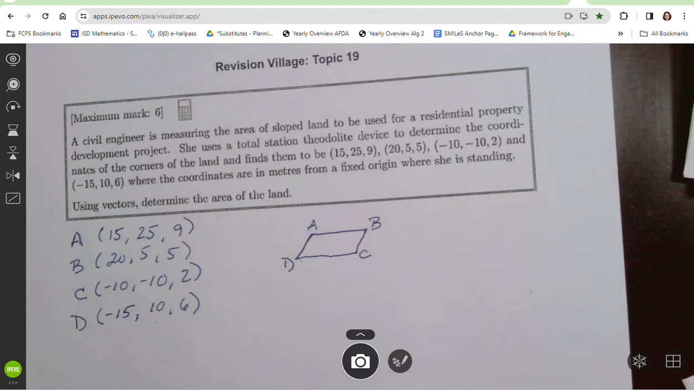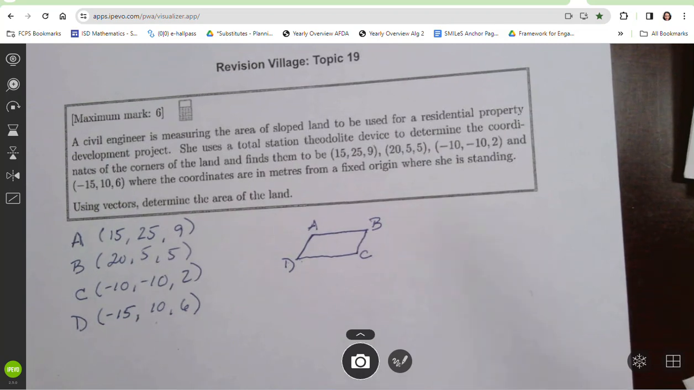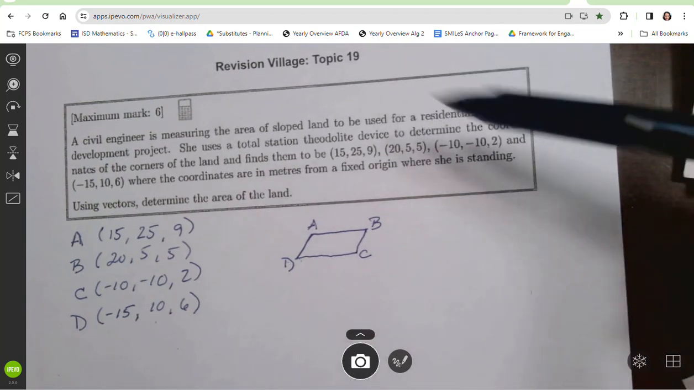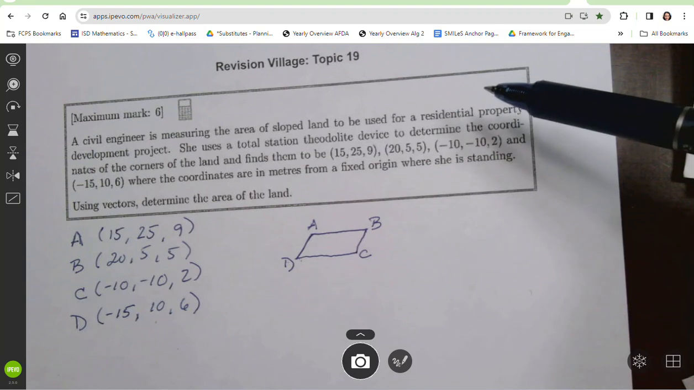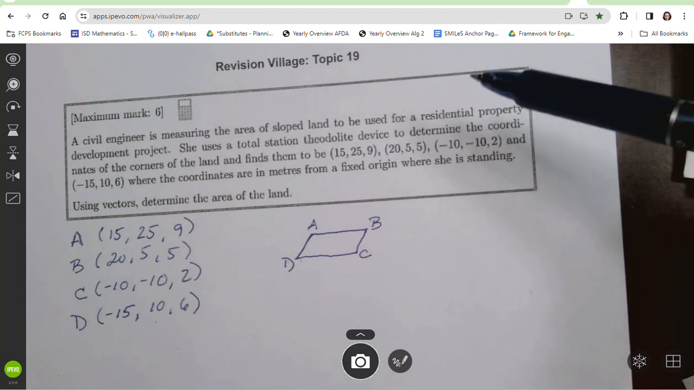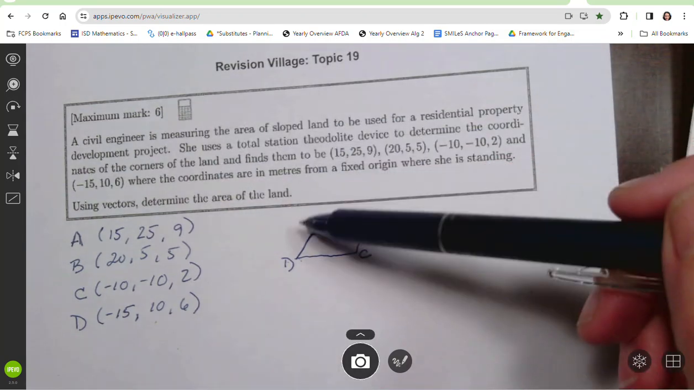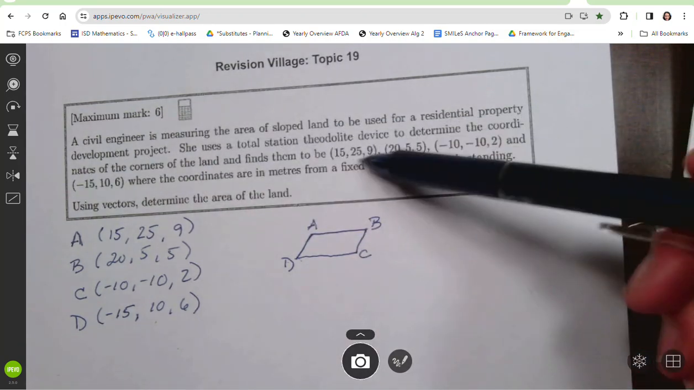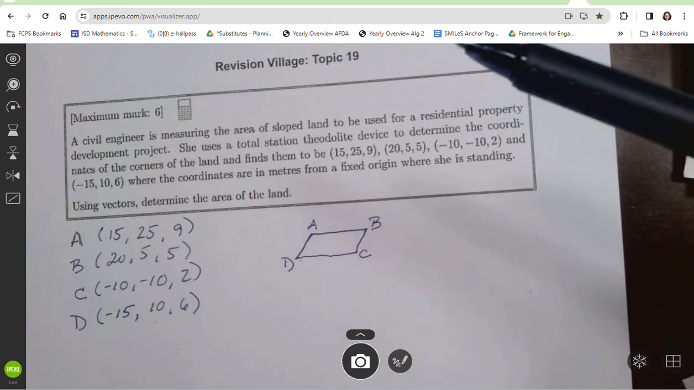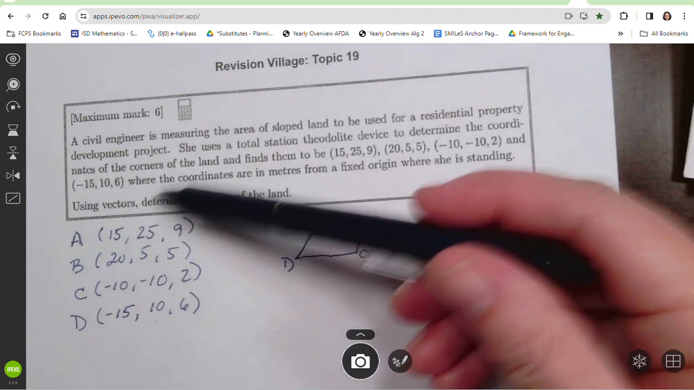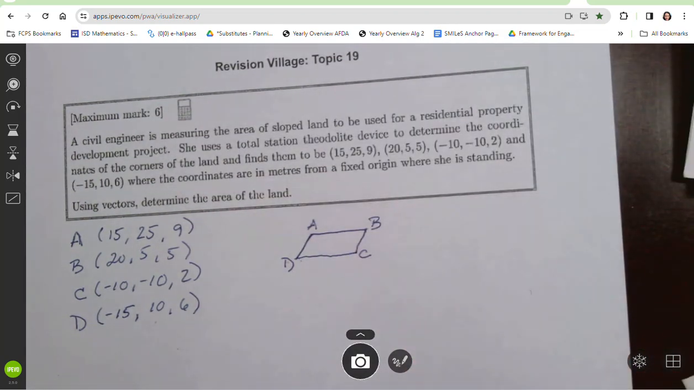Okay, so in Revision Village topic 19, the civil engineer is measuring the area of the sloped land, and she uses this device to determine the coordinates of the corners of the land. So these are the corners of the land. And we're trying to use vectors to determine the area of the land.